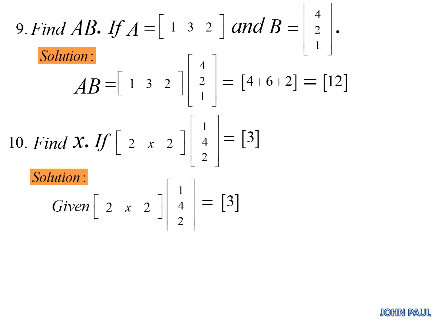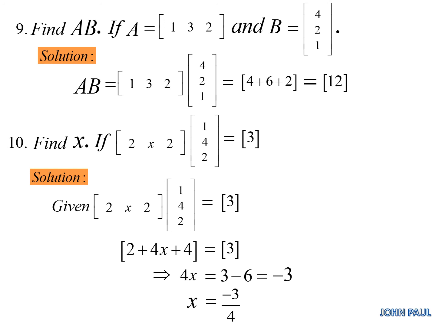Solution, given matrix. Now multiply the terms. 2 into 1 plus x into 4, 4x plus 2 into 2, 4. By adding this, we get 4x equal to 3 minus 6, x equal to minus 3 by 4. So by simplification, we got the value of x as minus 3 by 4.